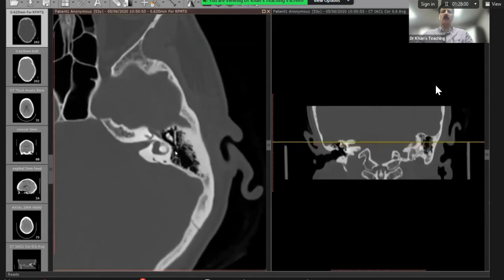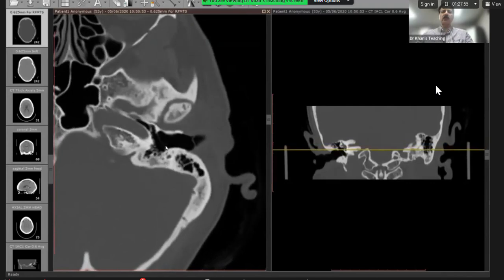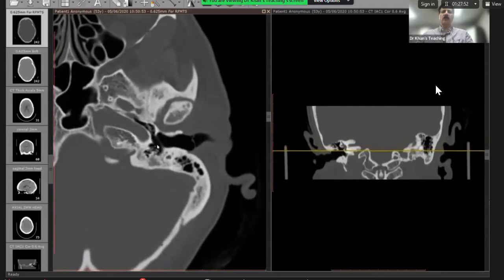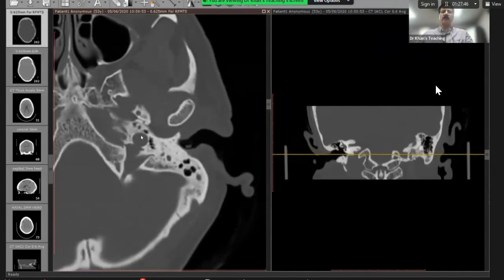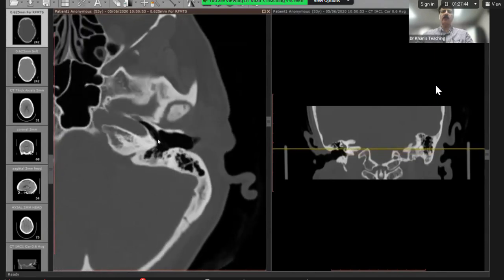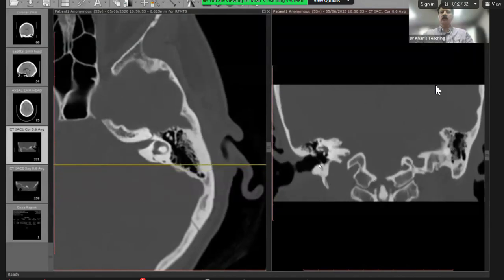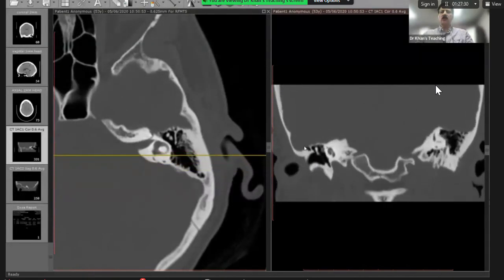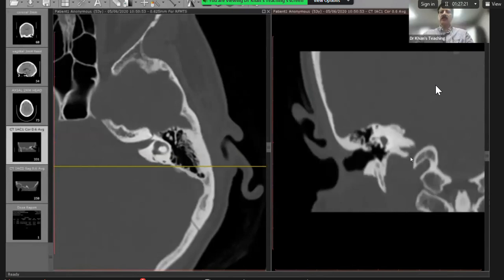And as I go further inferiorly, I am going to go into other structures. So I'm going inferiorly. And here, one area of interest is inferiorly. This is the jugular foramen. So let's see it once again on this sagittal sequence.